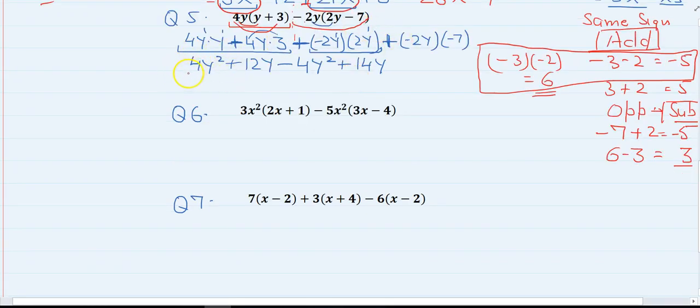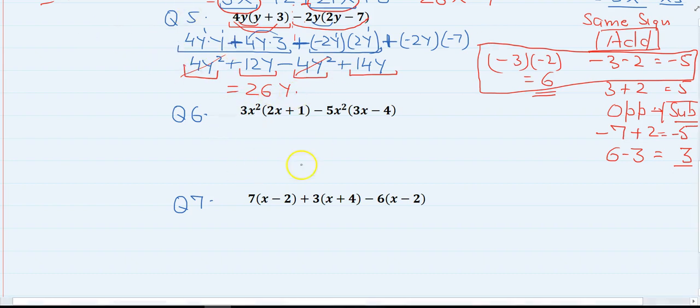Now let's see the like terms. This is 4y square and this is 4y square. But one is positive and another one is negative. So they will be cancelled. 4y square minus 4y square is equal to 0. And these are the like terms, 12y and 14y. So this is 26y will be the answer.